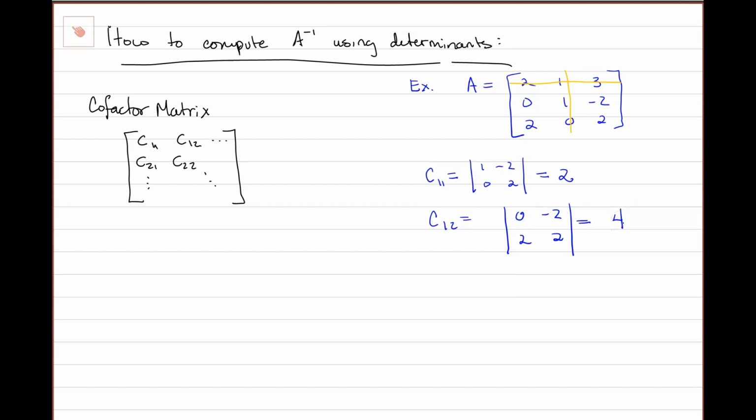But remember that we're looking here for the cofactors, not just the minors, which is the determinant of that submatrix. So we have to keep in mind that there is this checkerboard of pluses and minuses. And for that 1, 2 entry, that's going to be a negative. So we're going to have a negative 4 here. We'll take the negative of that determinant. And then in the 1, 3 slot, we're back to positive. So we can take the determinant of that submatrix. So that'll be minus 2.